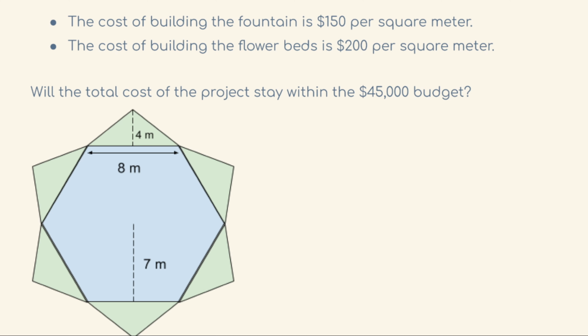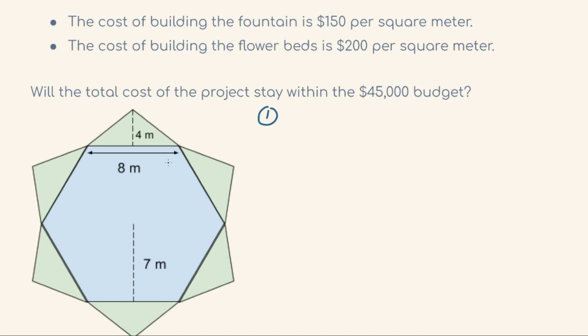Okay, so the game plan here is to find the area of each of these segments, the green segments and the blue segments, and we're going to multiply them by their respective cost per square meter. Once we have the cost of the hexagon and the cost of those green triangles, we're going to add up those costs and see if it comes out bigger than or less than that $45,000.